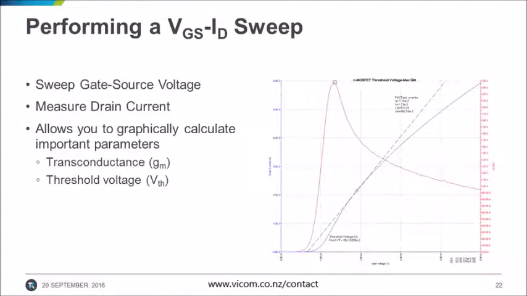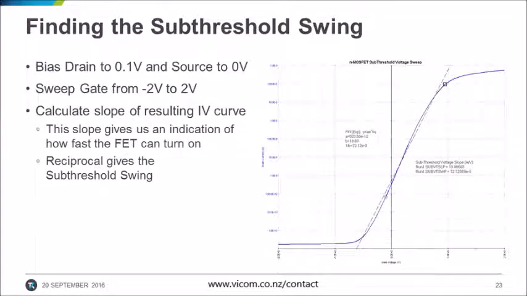On the same plot, in red, I calculated and plotted out the transconductance and found the maximum transconductance value. The subthreshold slope measurement is an indicator of how fast a FET can turn on and is important for high-speed applications. The process of taking a subthreshold swing measurement is much like the previous VGS ID sweep. It involves setting the drain source voltage to a constant low value, 100 millivolts in this case, and sweeping the gate source voltage from -2 volts to 2 volts.